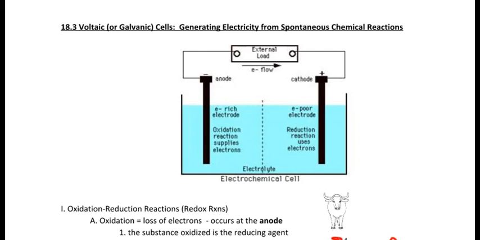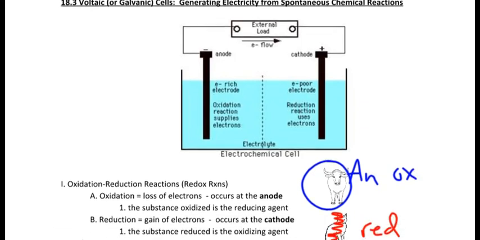So oxidation, we already said, is the loss of electrons and occurs at the anode. So how do I remember this? Ox. Do you like my picture? That's my ox, all right? So ox. The substance oxidized is also called the reducing agent.